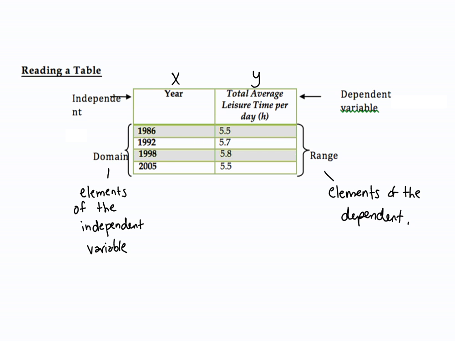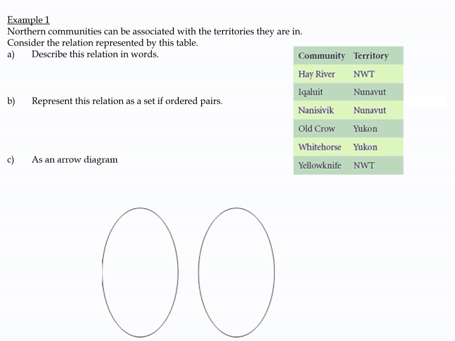Okay, turn the page. Okay, northern communities can be associated with the territories they are in. Consider the relation represented by this table. So we have communities and territories. You guys are with me? Yeah? Okay, which one is the dependent variable? Good, you listed dependent. Okay, which one is the independent then? Obviously, process of elimination.